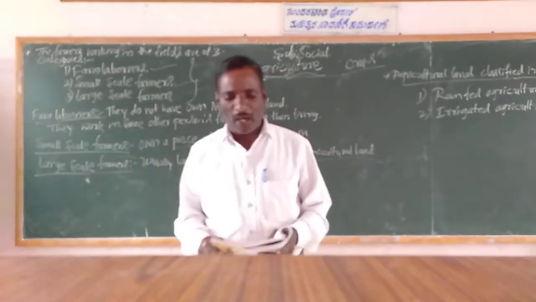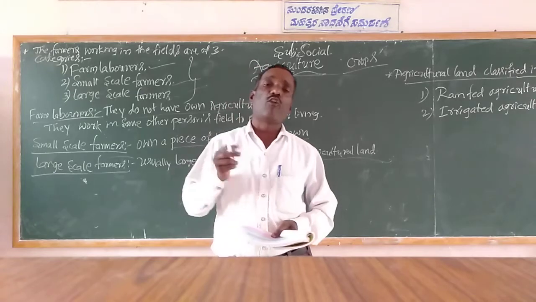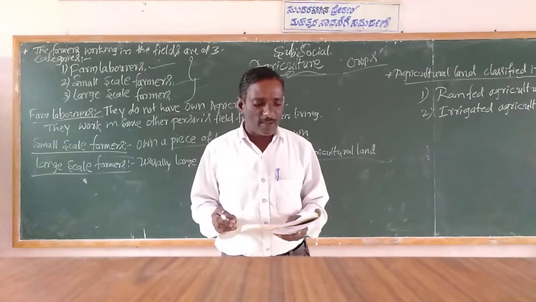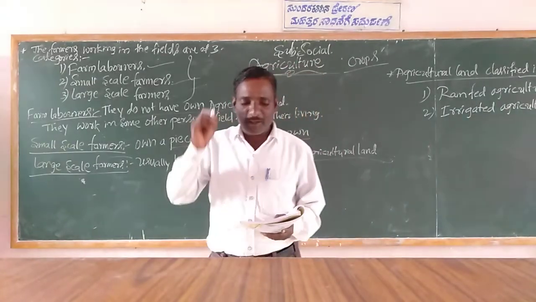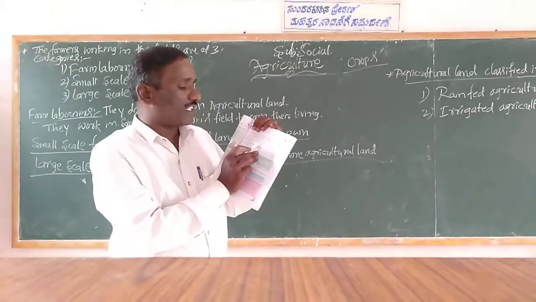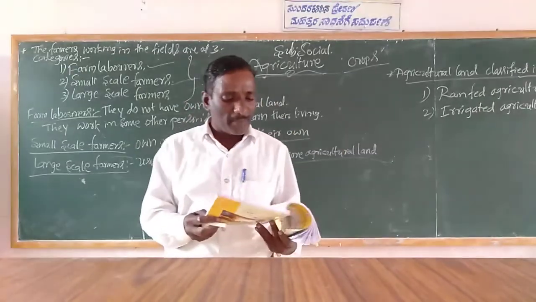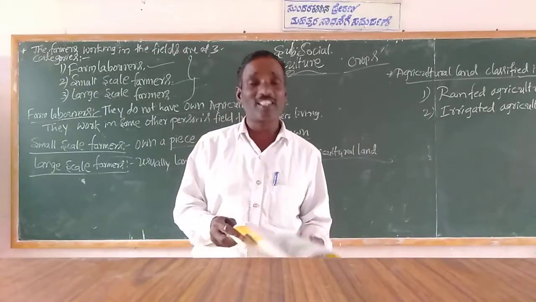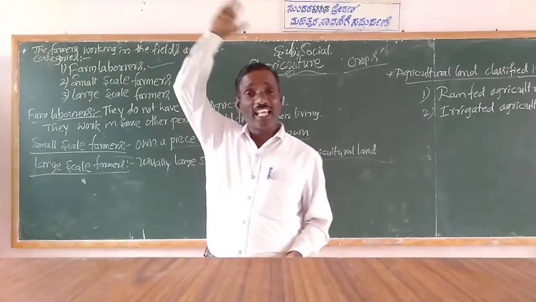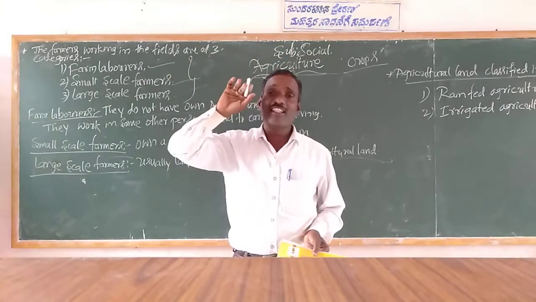Farm laborers have problems of their own in the village community. In the village, farm laborers face so many problems. Here are some statements in your textbook. Put a right mark to the statements that are related and a wrong mark to those that are not related to the problems of the farm laborers. First one, farm laborers do not get work throughout the year. It is right.